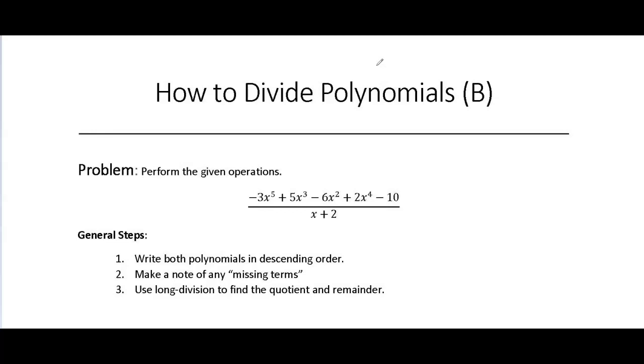Generally, we want to write both polynomials in descending order. This is going to make the process much easier. We also want to take note of any missing terms. Once we've got this in order, we're going to use long division to find the quotient and the remainder. So let's start by rewriting the polynomials in descending order.